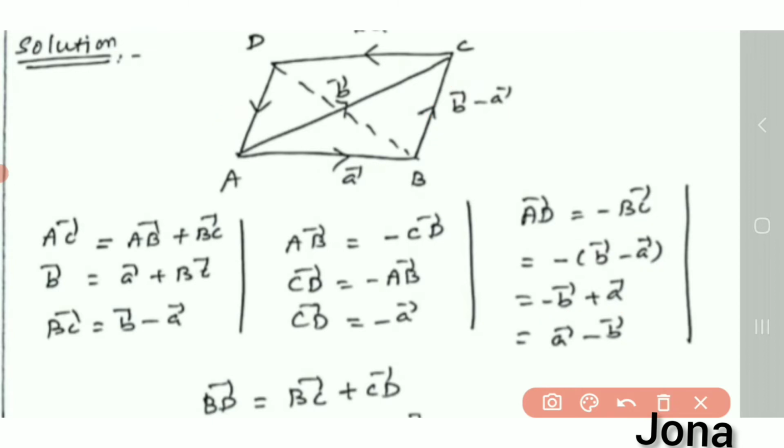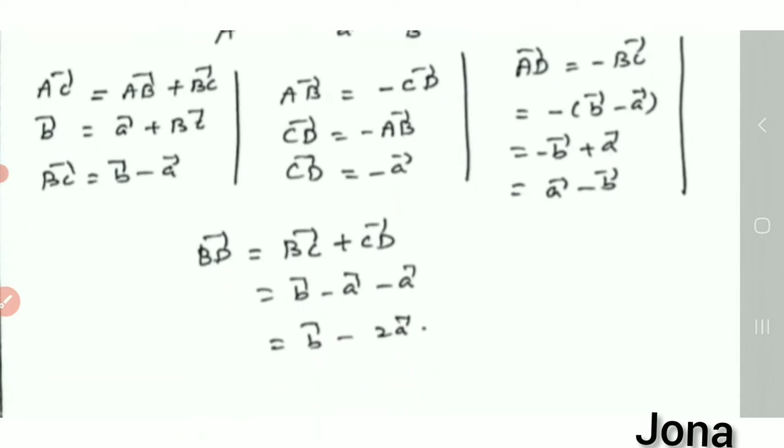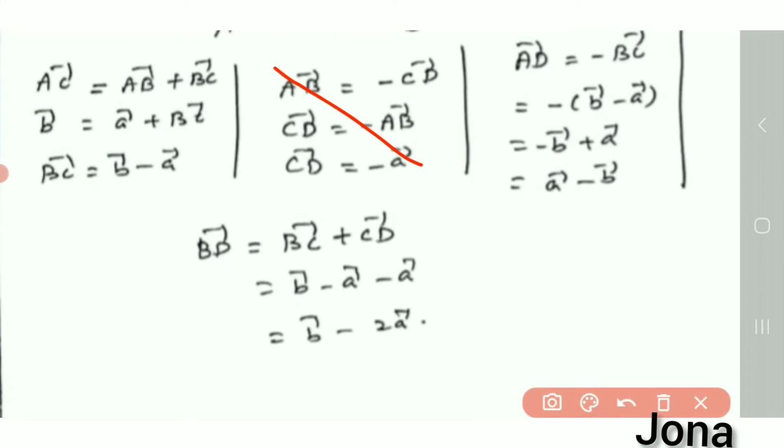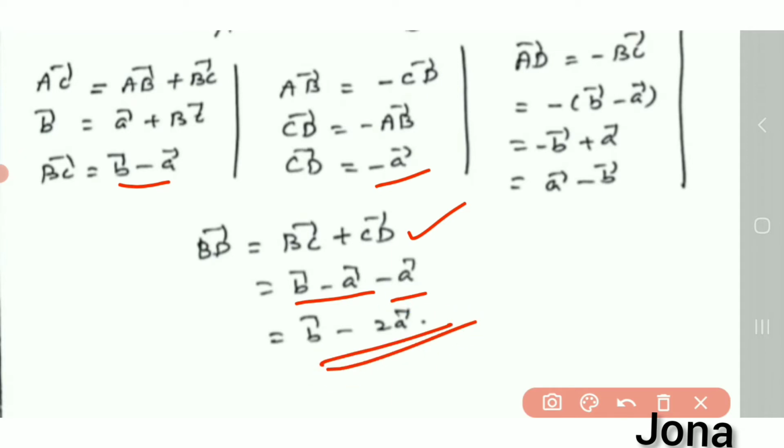Now we want to find the other diagonal BD. BD is nothing but BC plus CD. BC we found already as B minus A, plus CD is minus A. So put minus A here. Therefore the value of BD is B vector minus 2A vector.